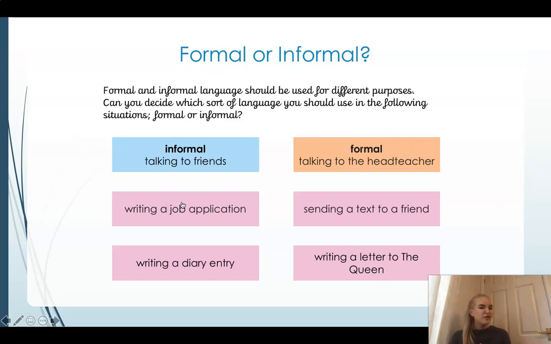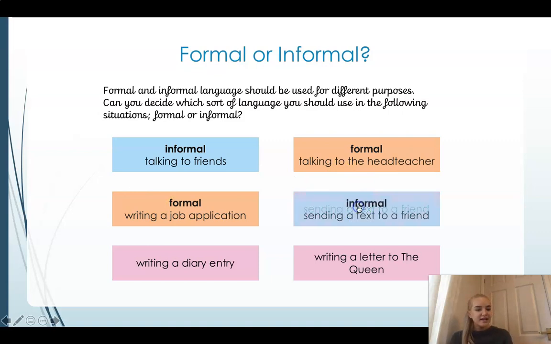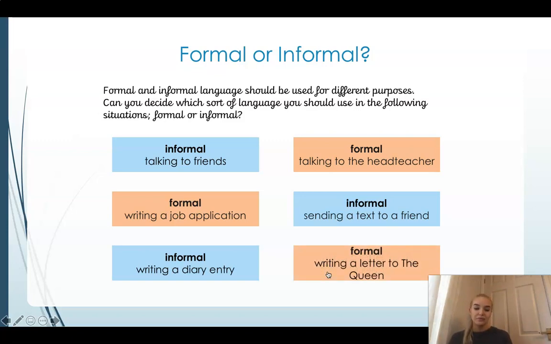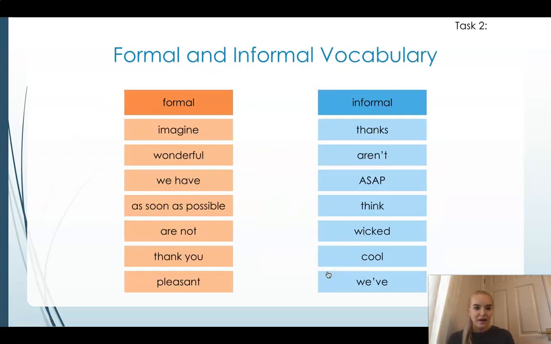Now, if you really, really want the job, you need to make sure you write in a formal tone, because that person who receives your application will take you a lot more seriously. Sending a text to a friend is like talking to our friends in an informal way. Similarly, we would write a diary entry using informal language. But if we were lucky enough to write a letter to the Queen, then that would have to be formal language too. Okay, great work on that, Year 4.